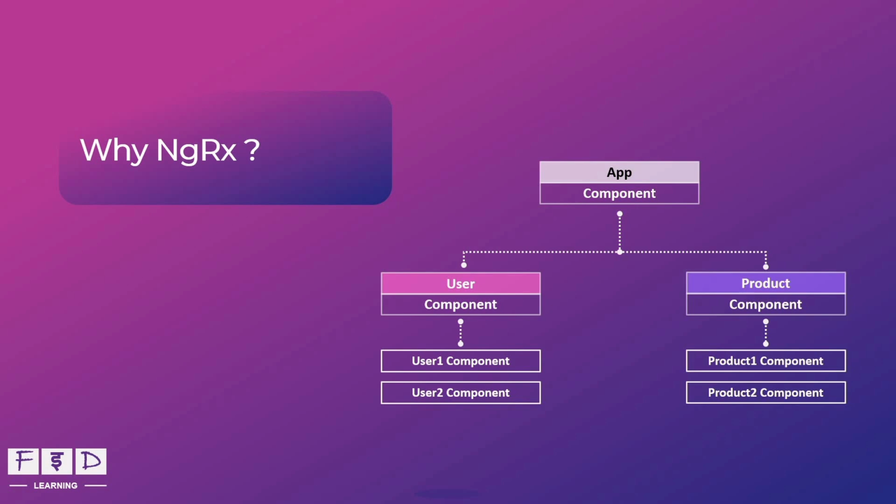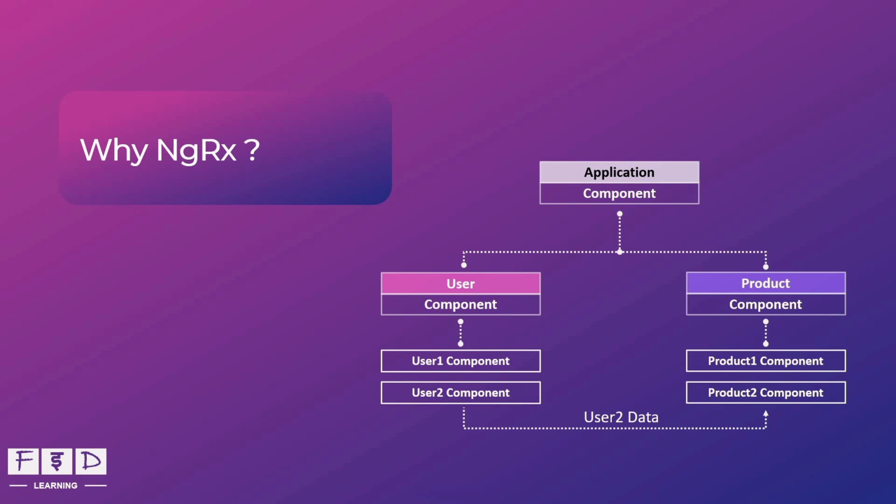But in large applications with complex hierarchies, there are often multiple components and data sharing between them can get complicated. For example, what if the last component user2 needs to share data with product2 component? Since these two components don't have the parent-child relationship, in this case, we can't use @Input or @Output decorator directly. And this is where NgRx comes into play.